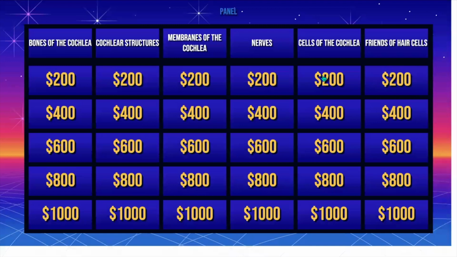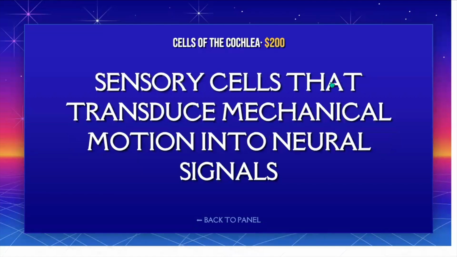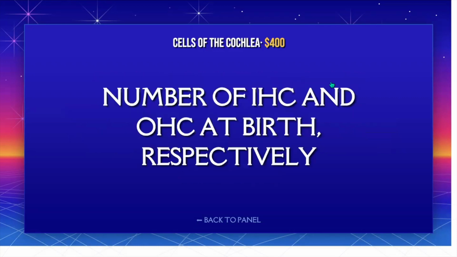Next, we have cells of the cochlea. So starting at 200, we have sensory cells that transduce mechanical motion into neural signals. And the answer to this is, what are hair cells? For 400, we have the number of inner hair cells and outer hair cells at birth, respectively. And the answer to this would be, what is 3,500 and 12,000?